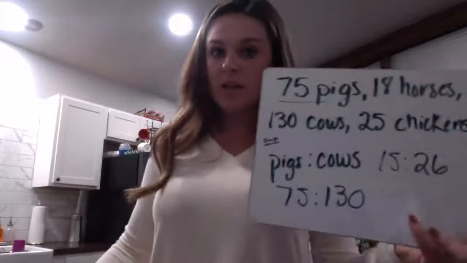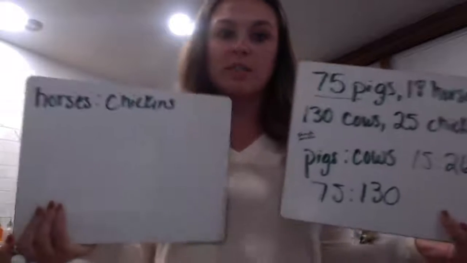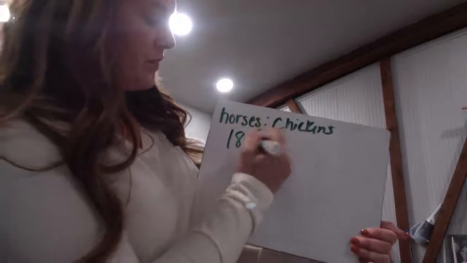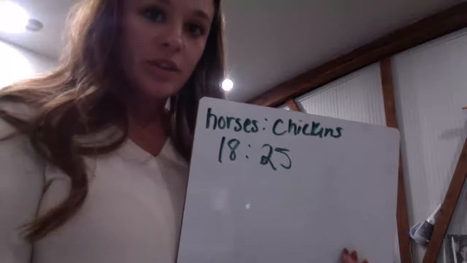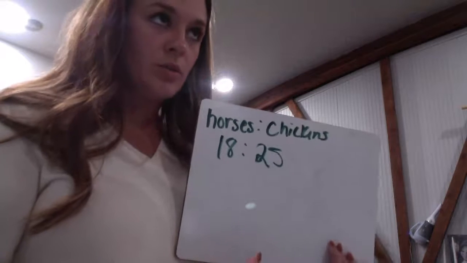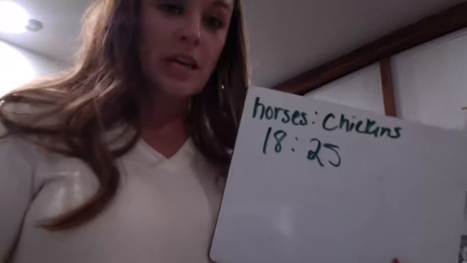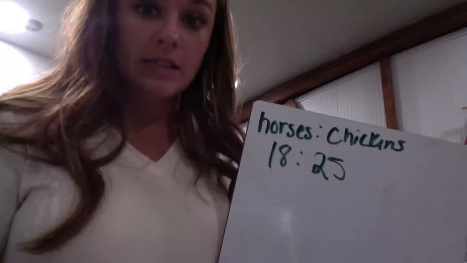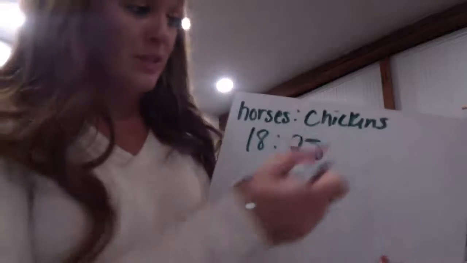Now we have another question with the same numbers. So this time we need to know horses to chickens. So there are 18 horses and 25 chickens. So I'll go ahead and write that here. 18 horses, 25 chickens. Factors of 18 are 1, 2, 3, 4 and 5 aren't, 6, and none of those numbers go into 25. So this is it simplified. You don't have to do anything else to that.